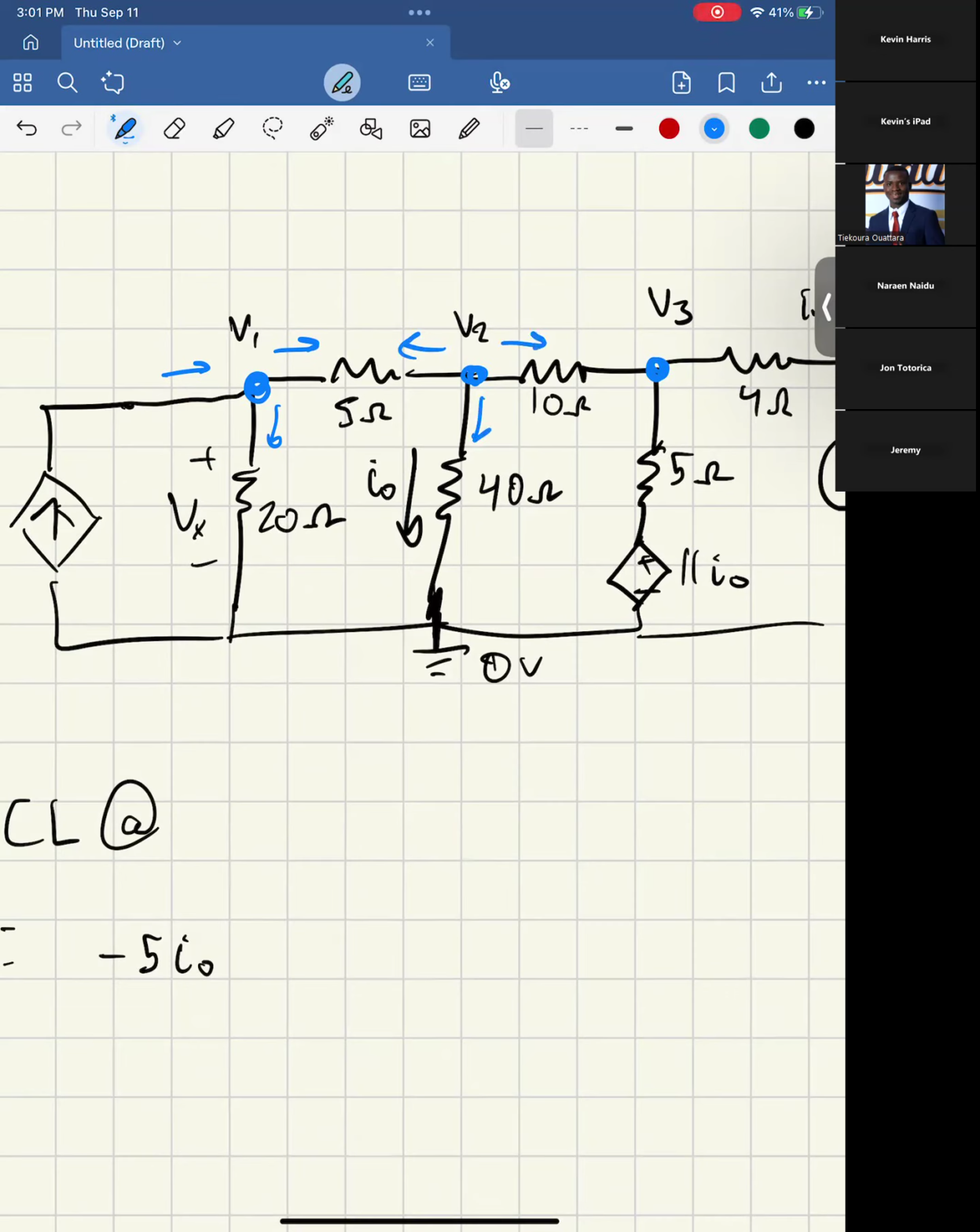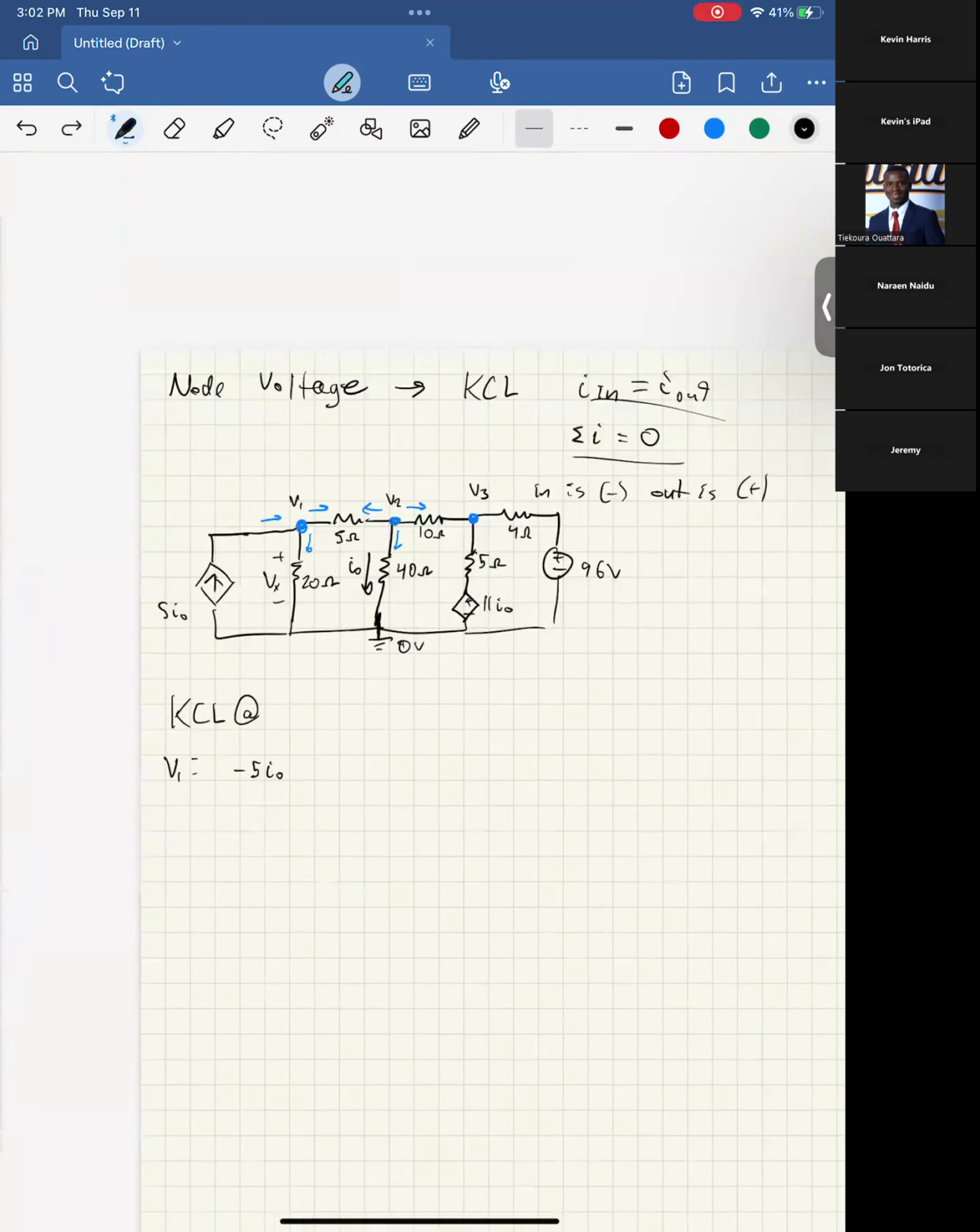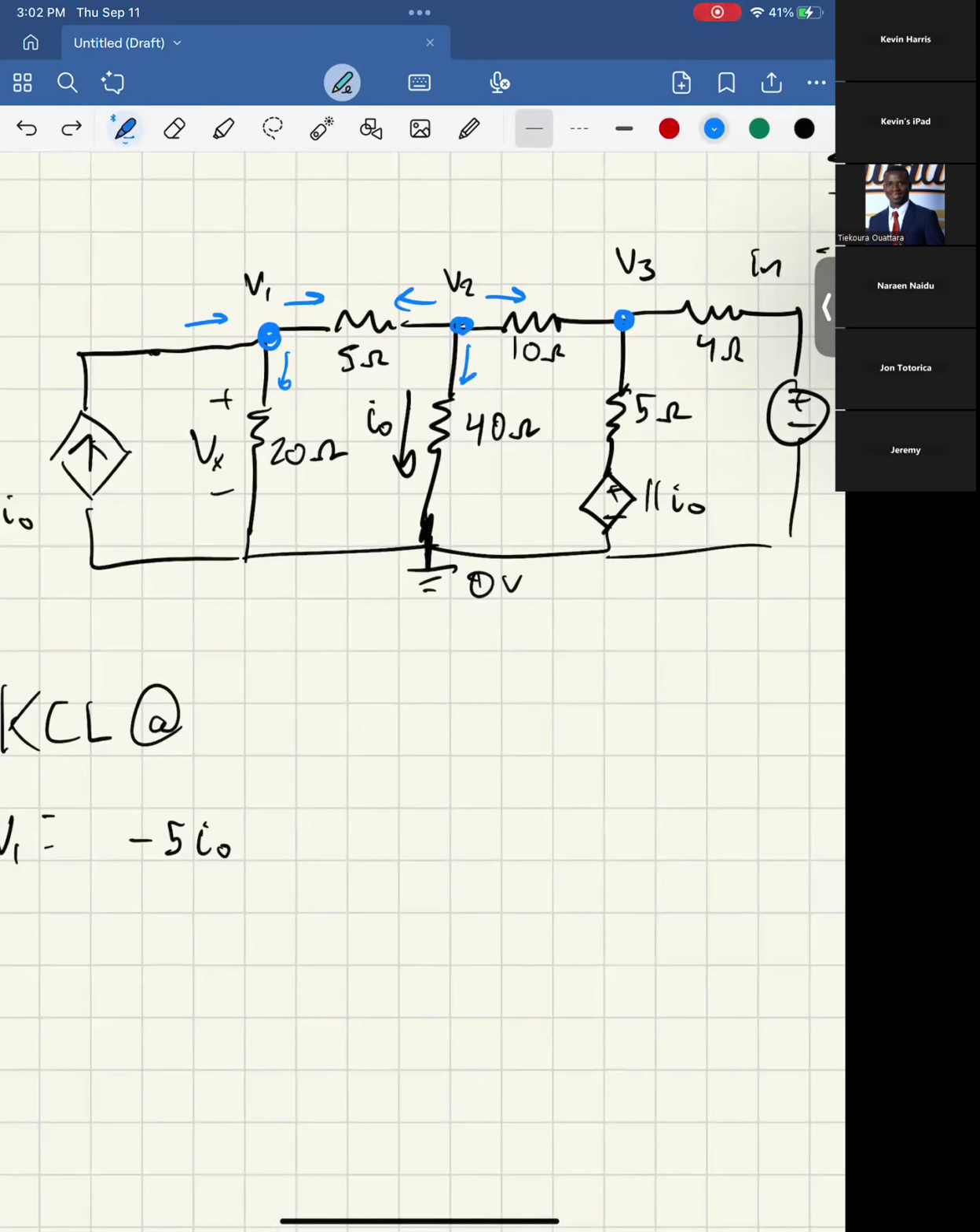What'll happen here is if this current actually ends up going that way, then you'll just get a negative number, and that's fine. But when you leave everything as going out of the node, your equations will have a lot of positive numbers, and that makes your life a lot easier. However, when you have a current source telling you the current is going that way, you can't pretend it's going that way because you're just wrong.